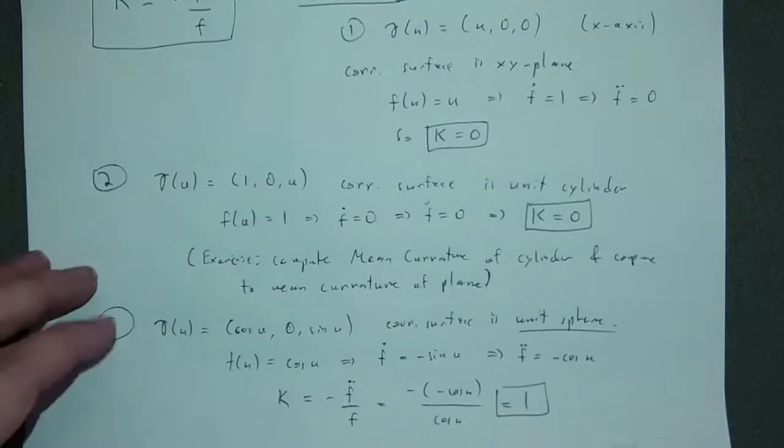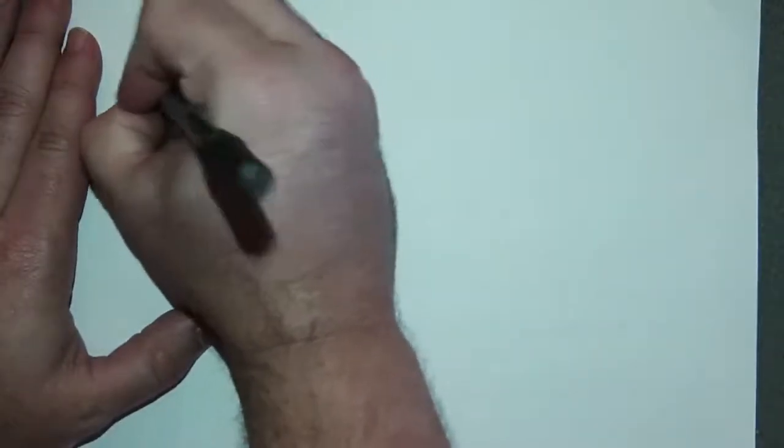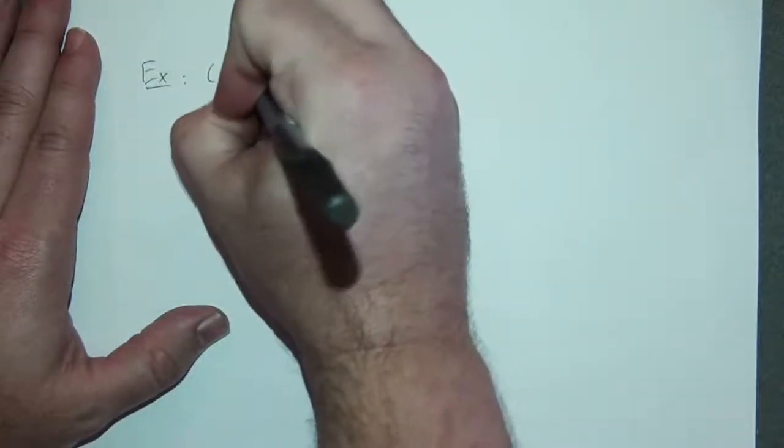Okay. Let's do an example, or I won't do it. I will relegate it to having you look at it in the textbook. But here's another example. Ruled surfaces.